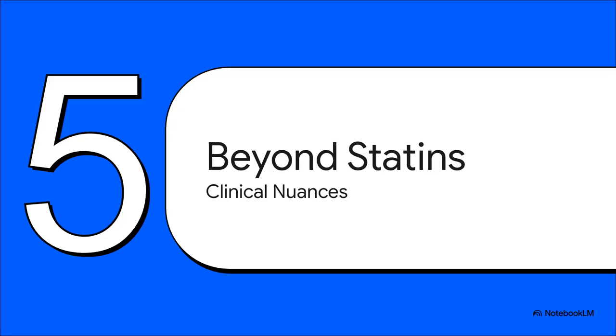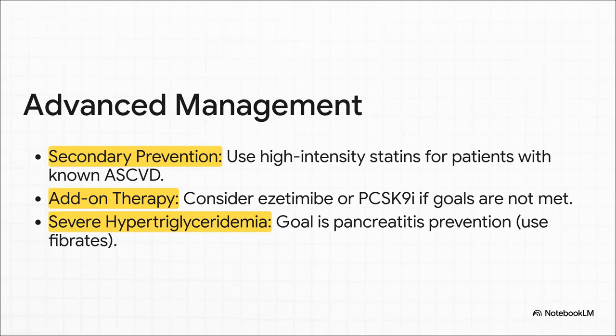Finally, let's get into some of the more complex scenarios, the clinical nuances that you are absolutely going to encounter in practice. This is where we go beyond the standard statin playbook. This is the next level of management. For secondary prevention, that's in patients who've already had an event, we get really aggressive with high-intensity statins. If that's not enough, we add on other drugs like ezetimibe or the powerful PCSK9 inhibitors. And then there's severe hypertriglyceridemia. When triglycerides are over 500, the immediate goal actually flips to preventing pancreatitis, which often means using fibrates.